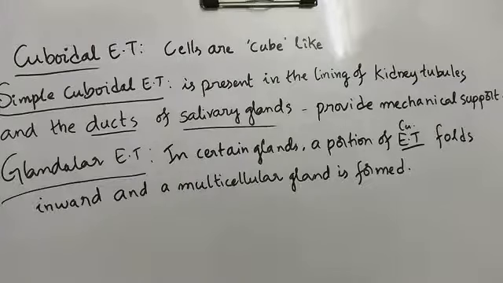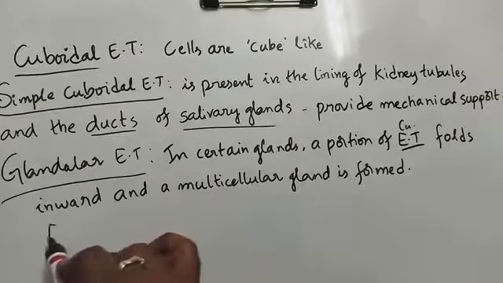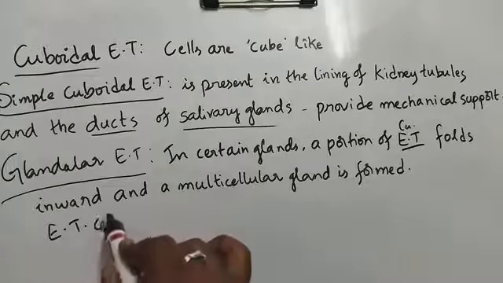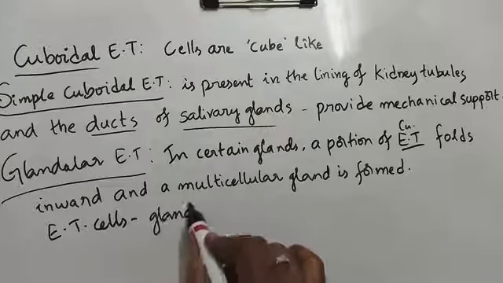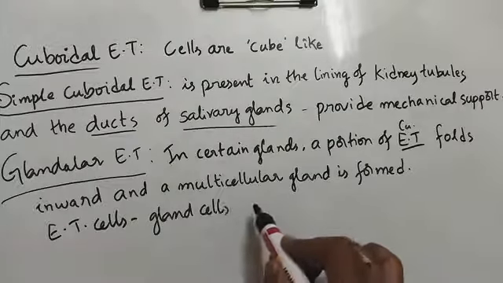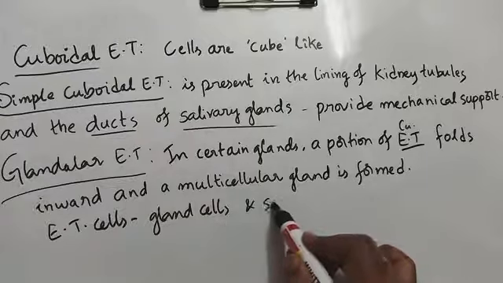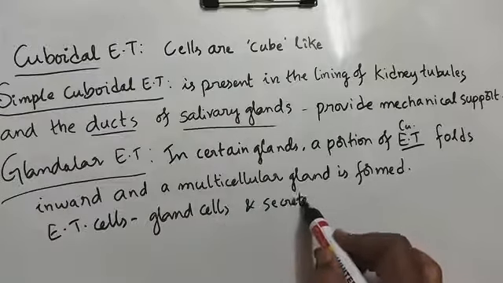Here the epithelial tissue cells are functioning as gland cells that secrete substances at the surface of their epithelial tissue. So here epithelial tissue cells are working as gland cells and secrete their secretions.